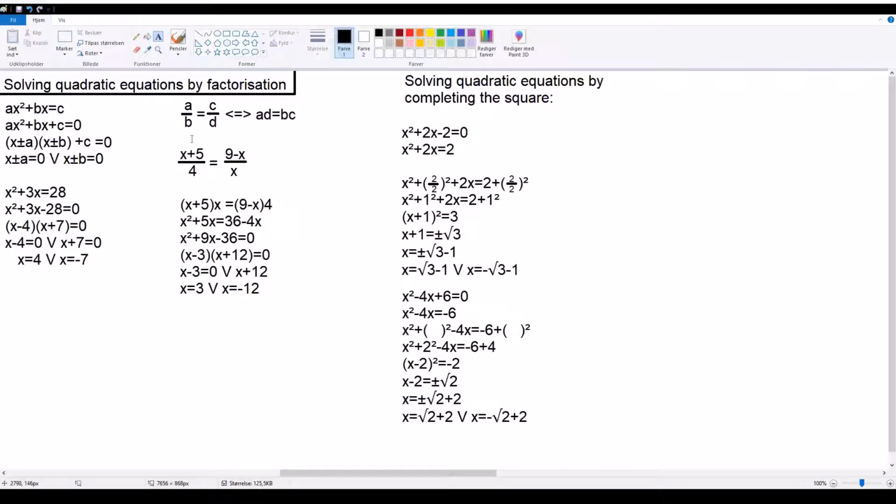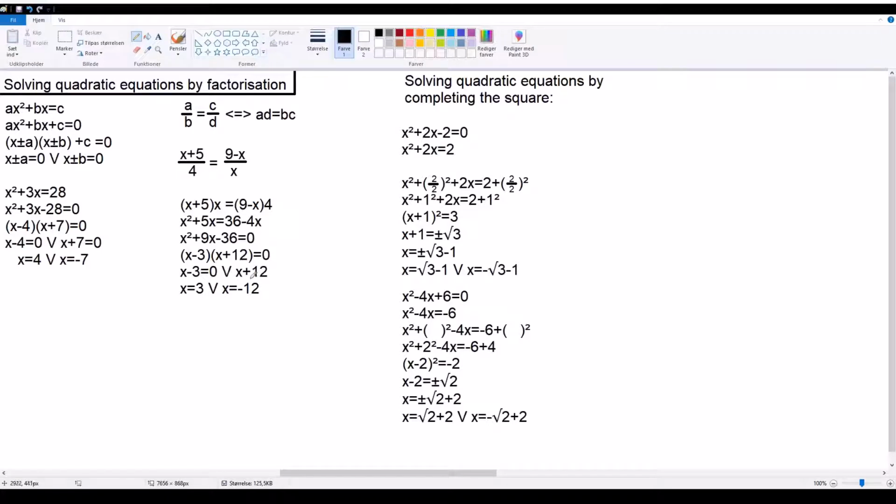One rule which can be important to remember is that a divided by b equals c divided by d can be rearranged into ad equals bc. Then you, of course, simplify it, so you get x squared plus 5x equals 36 minus 4x. Then you want to rearrange that into your normal quadratic equation, so you get x squared plus 9x minus 36, because your negative 4x over here becomes positive when you move it over to the other side. So it becomes 9x, and all that equals 0.